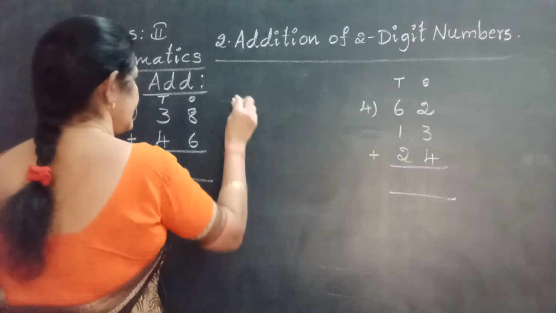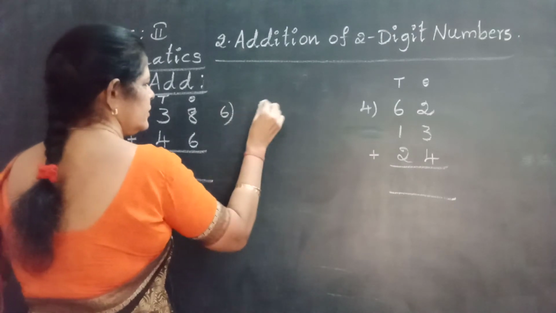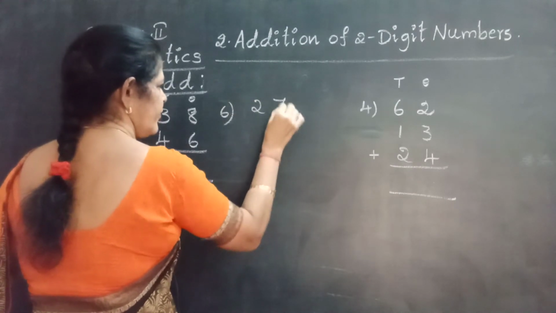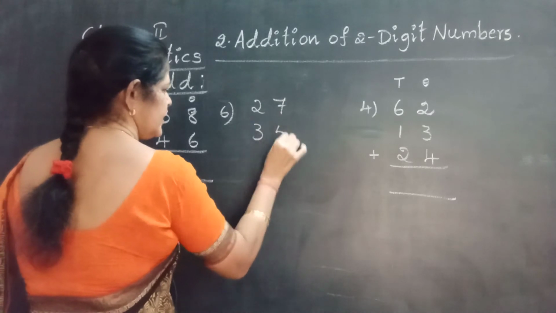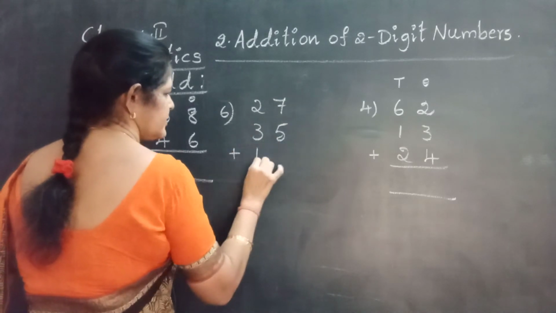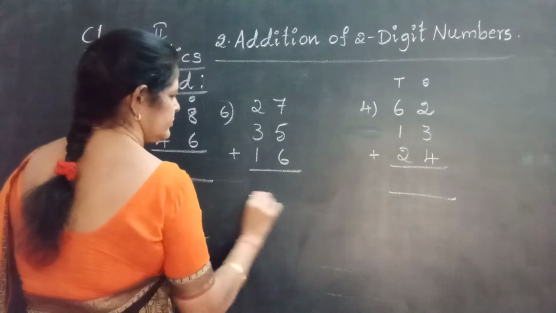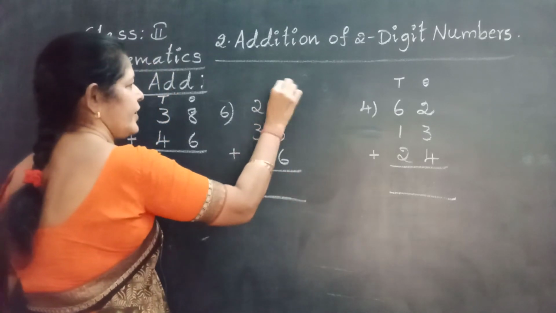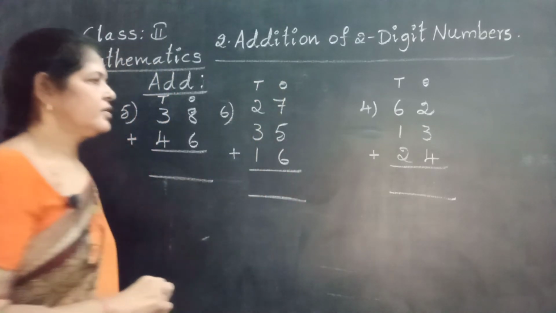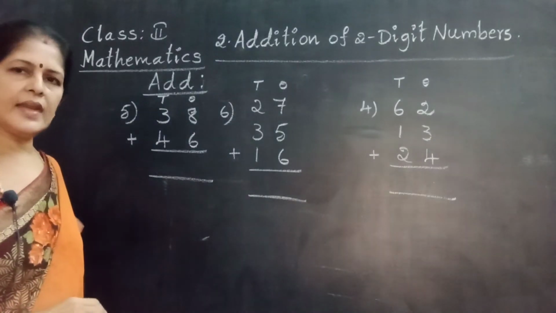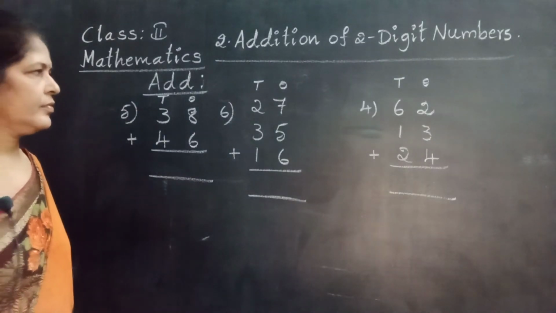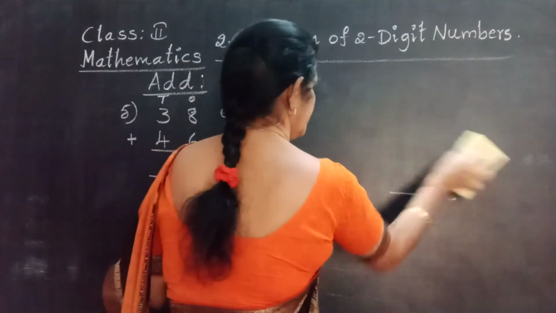Note down neatly, my dear children. 27 plus 35 plus 16. Two digit numbers, 3 lines. Next one.